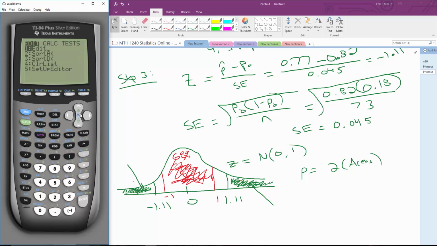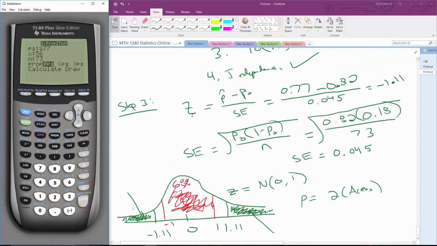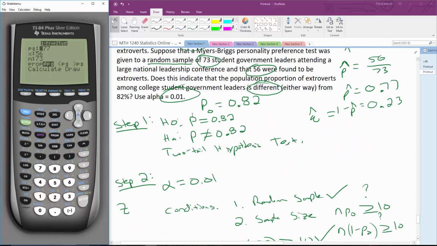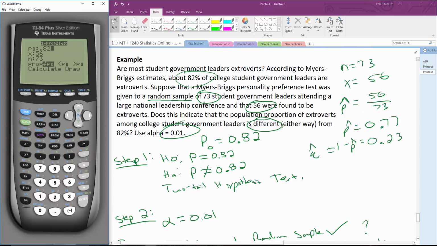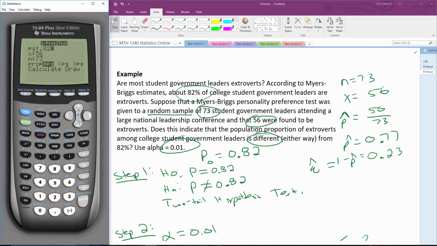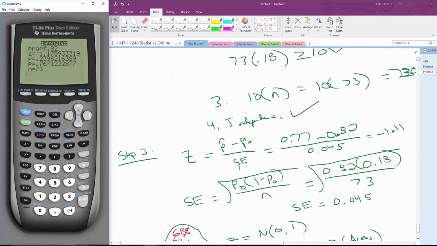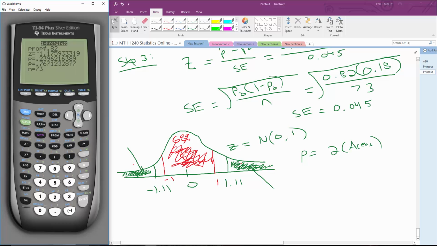So if I go to the stat menu and go to test, option 5, you'll notice that I put in the incorrect p-naught value. This should be 0.82. That's what p-naught was. So 56 for x is good, 73 for n is good. So that should have been my error. Let's see if that corrects it. Go to calculate. Now I'm getting a much more believable p-value.